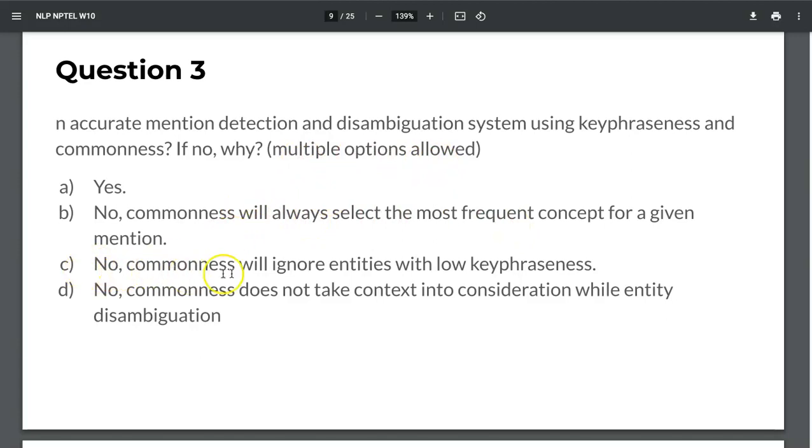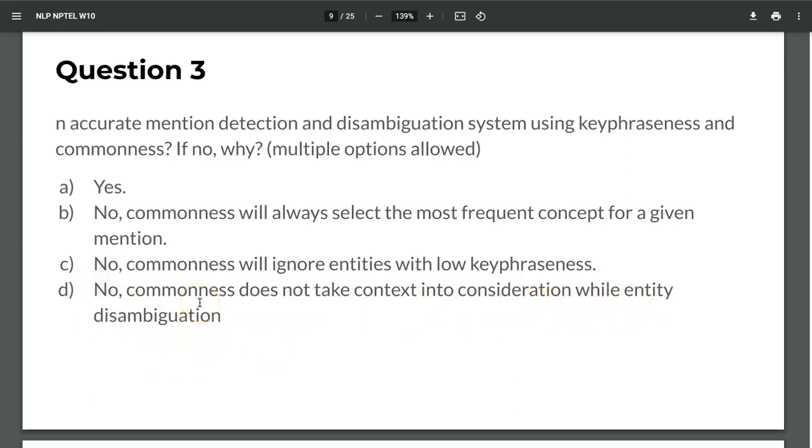C says commonness will ignore entities with low keyphraseness. So basically commonness is not related to keyphraseness. If you just see the commonness formula, there is no relation between commonness and keyphraseness. So C is not a correct option. So what is option D? Commonness does not take context into consideration while disambiguating the entity. So yeah, this is true.